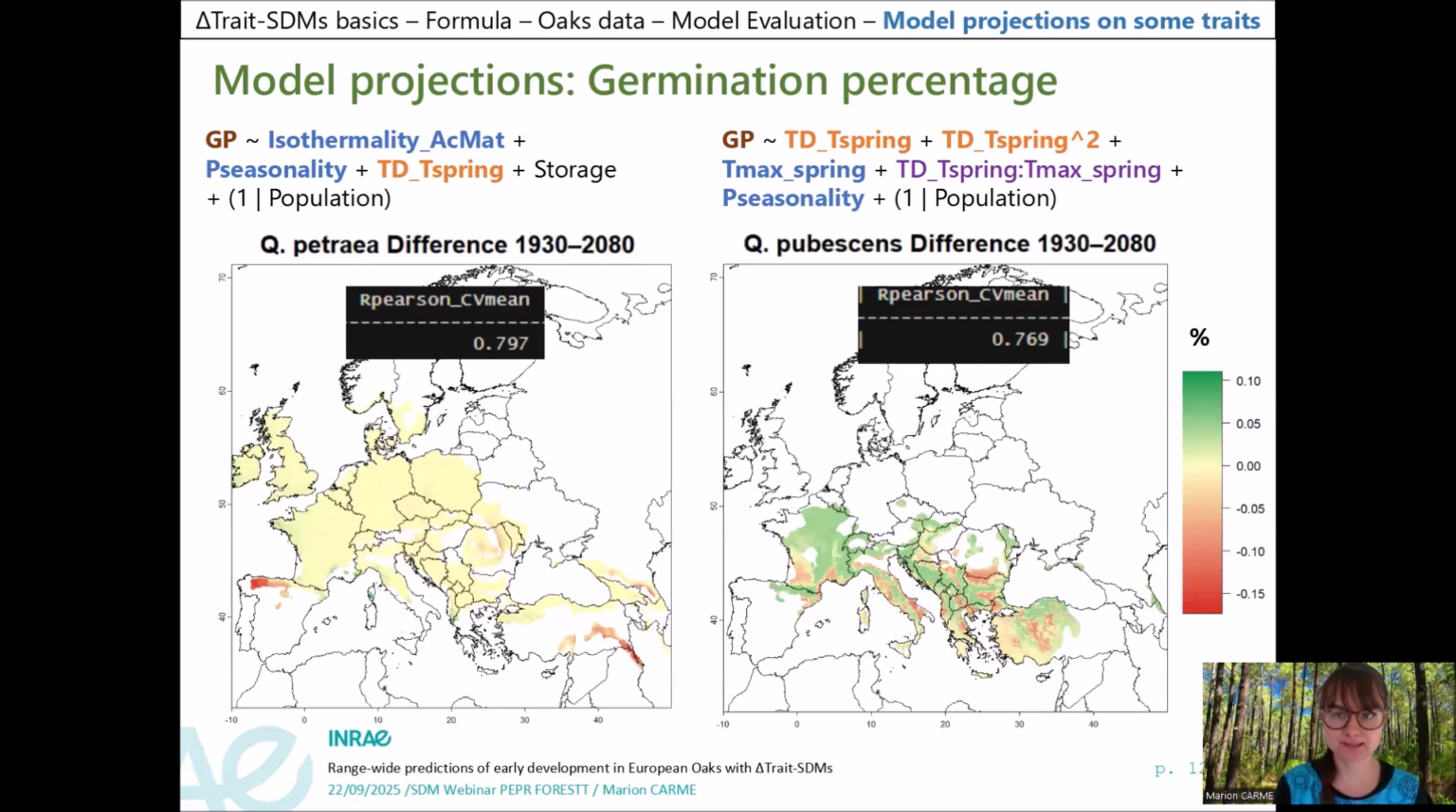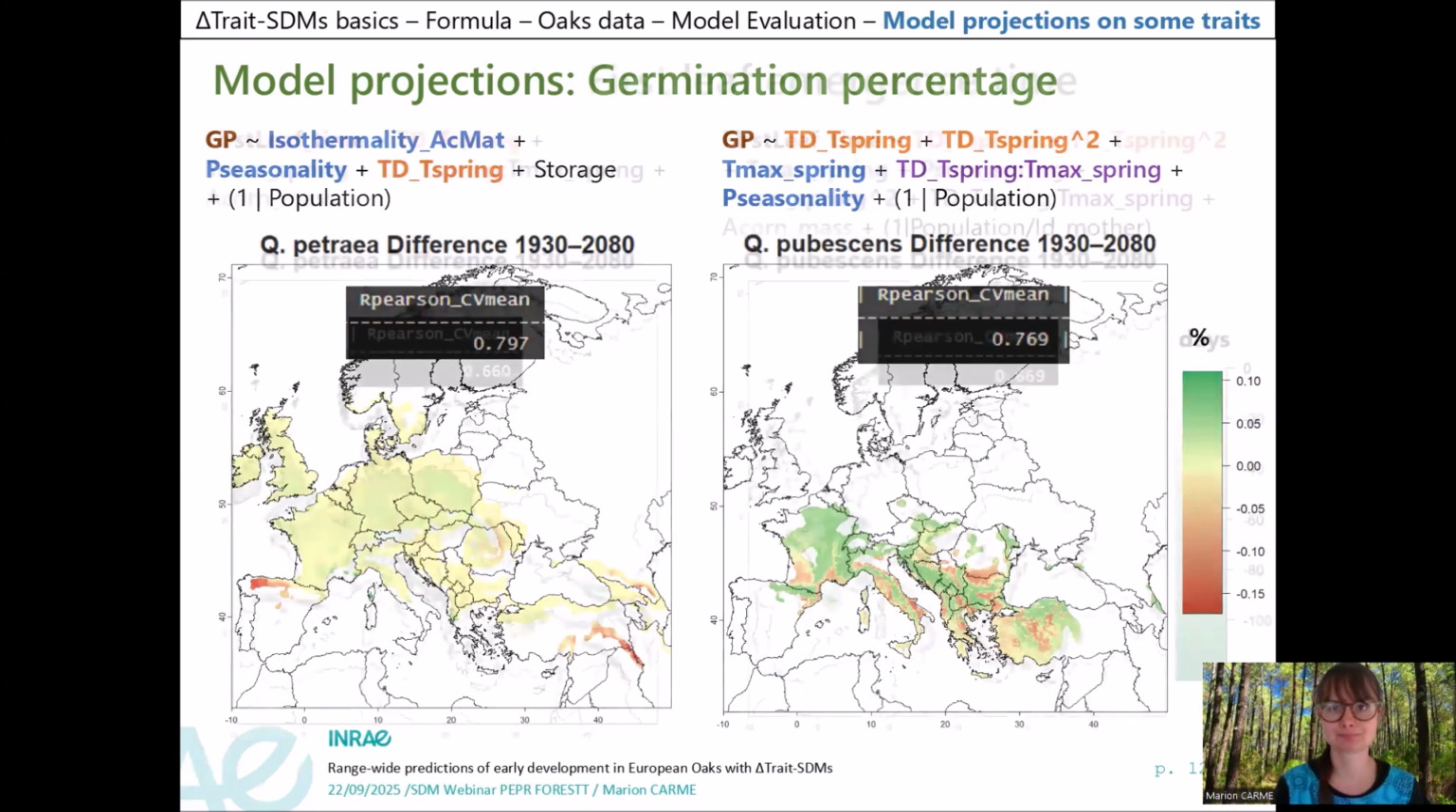So what we can see is that for sessile oak in particular, the germination percentage in 2080 remained the same or decreased. And for pubescent oak, it's a little bit more contrasted.